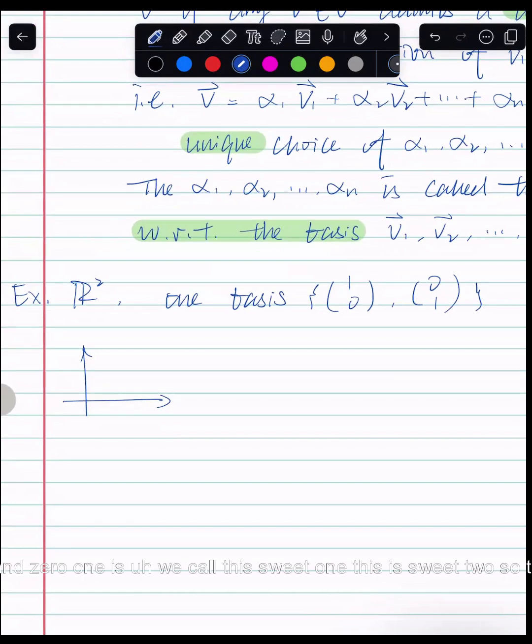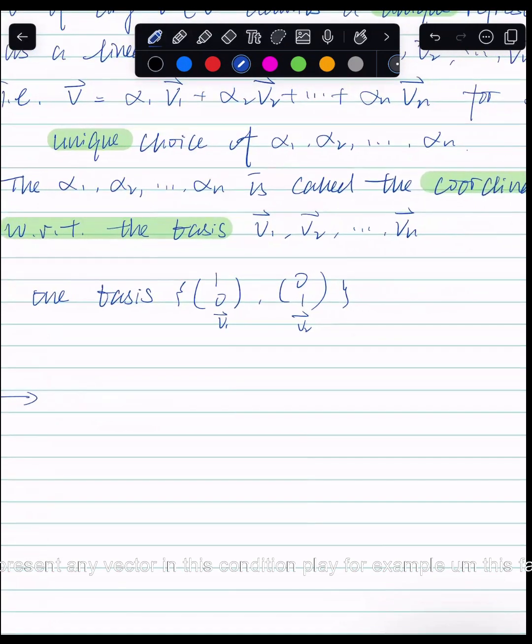1 0 is like this on the x-axis, and 0 1 is, we call this v1, and this is v2. So this is v1, and this is v2.